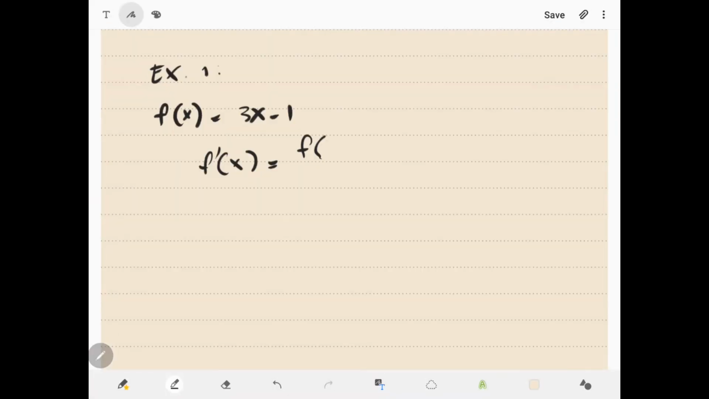Function of x plus delta x minus function of x over delta x. This is our general formula, right? So we will substitute this function here.